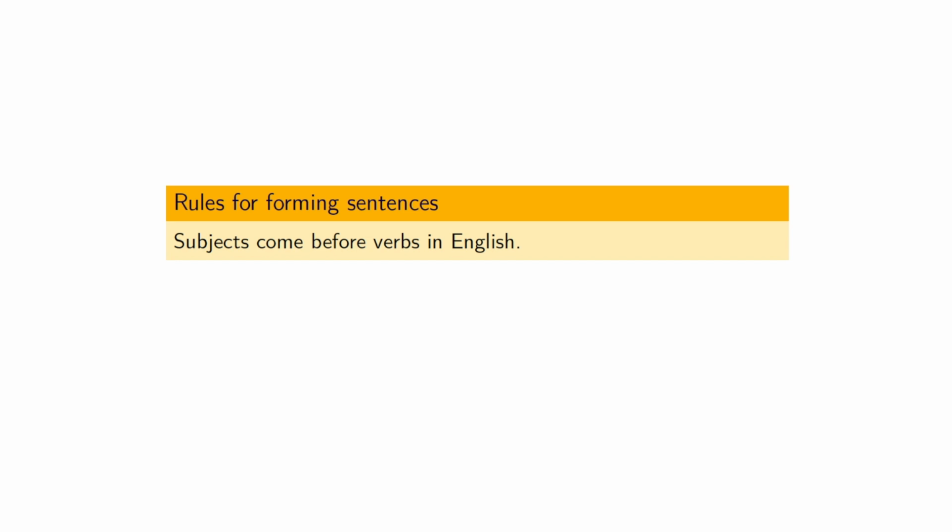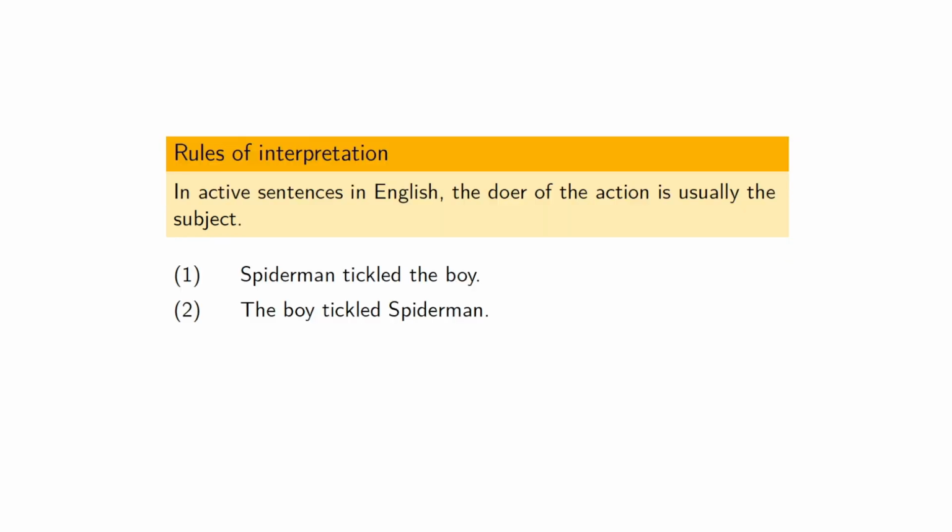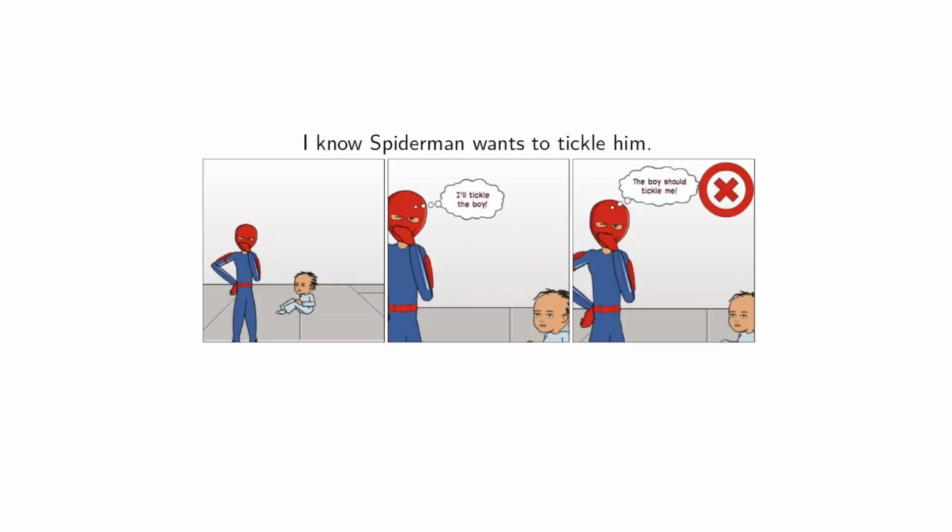Likewise, there are rules of interpretation, rules that relate sentences to their interpretation. For example, in active sentences in English, the doer of an action is usually the subject. So we get "Spider-Man tickled the boy," with Spider-Man being the doer, and "the boy tickled Spider-Man," with the boy being the doer, and it's always the subject who's the doer. Now that was very simple, but things get a bit more complicated very quickly, of course.